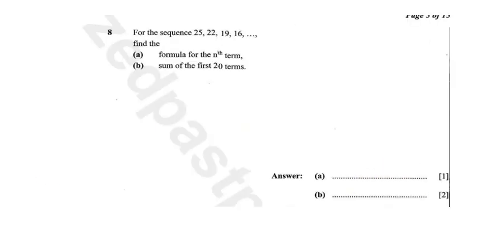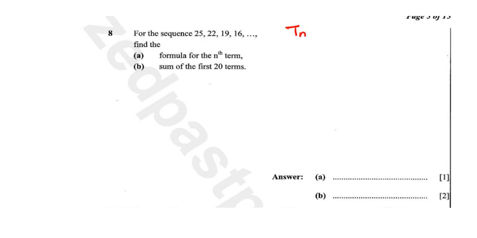So move to the next question. For the sequence 25, 22, 19, 16, it continues like that. They are saying find the formula for the nth term. So the formula for the nth term will be given by Tn is equal to a plus, open bracket, n minus 1, close bracket, d, like that. And then you have to find d. What is d? D is the common difference.